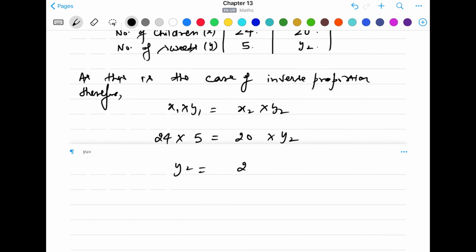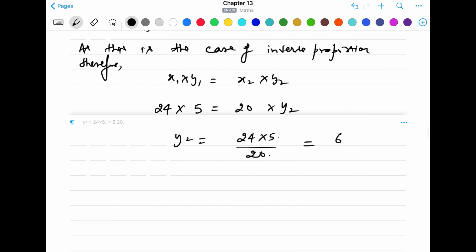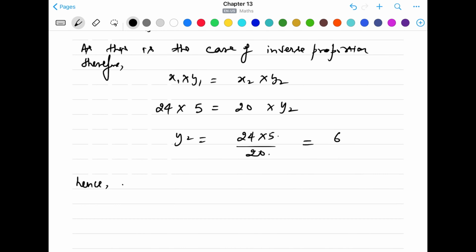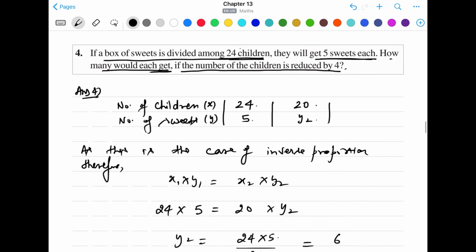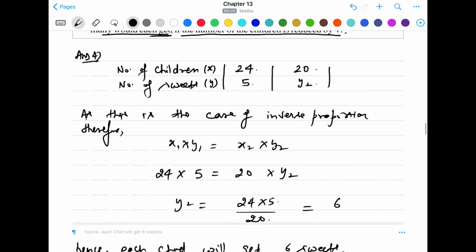So from here y2 will be 24 into 5 divided by 20. When we solve this, 5 will give us 4 here, and 24 divided by 4 will give us 6. That means the number of sweets each child will get is 6. Hence each child will get 6 sweets. So that's the solution for question number 4.